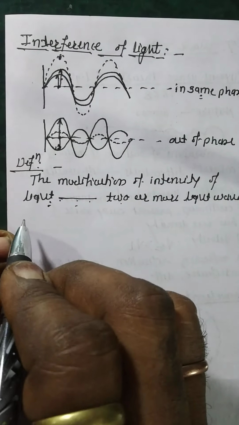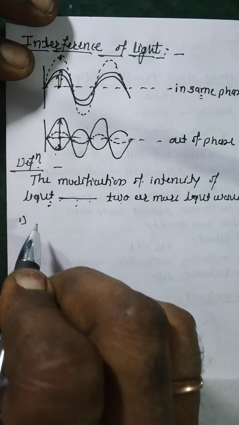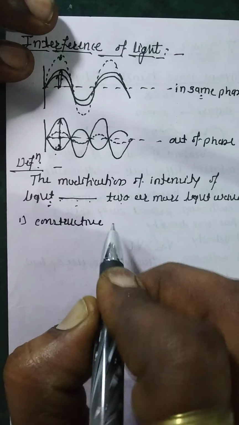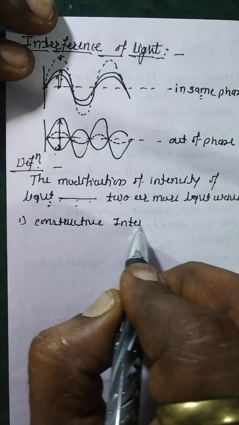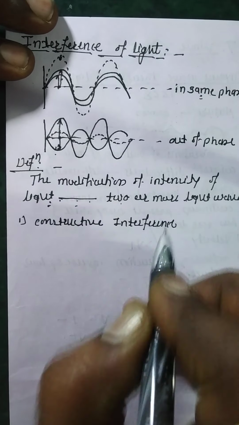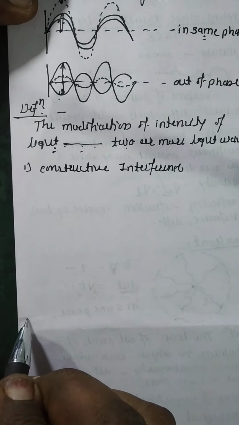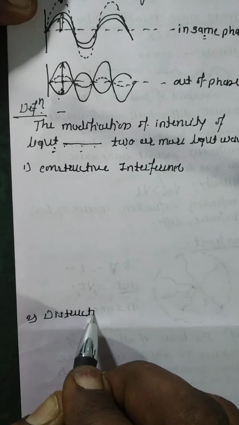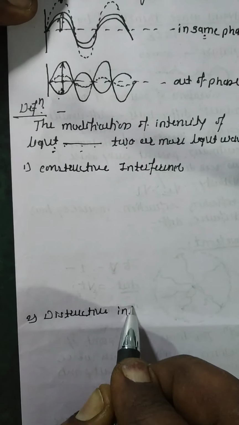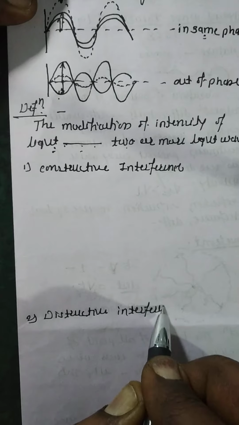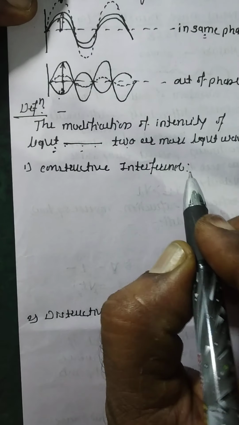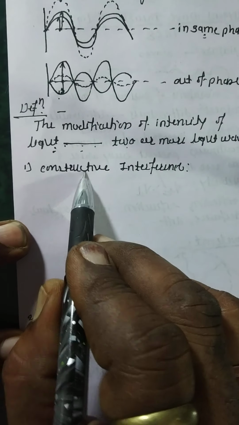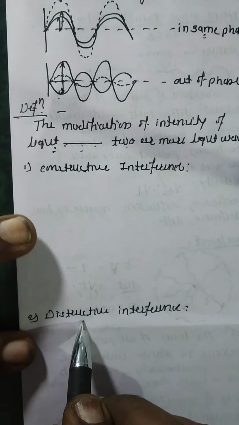There are two types of interferences that are constructive interference and destructive interference.